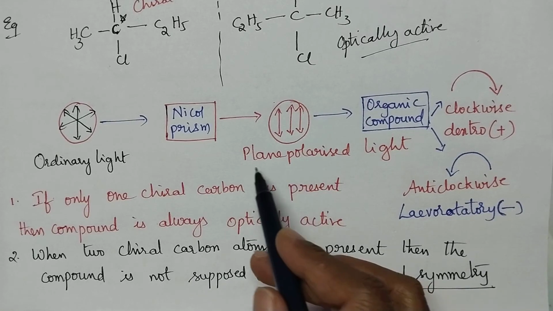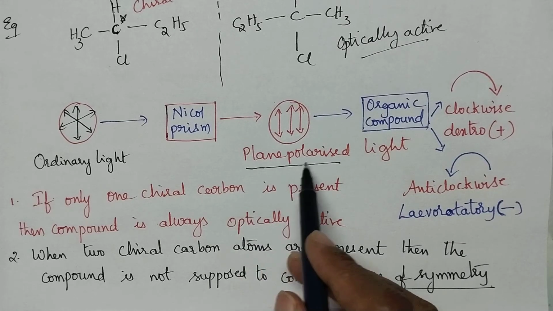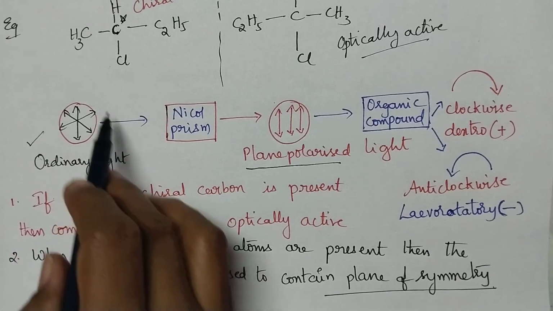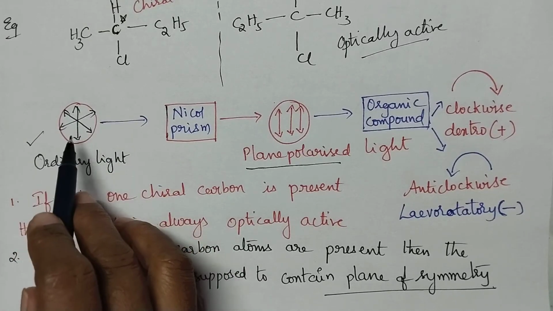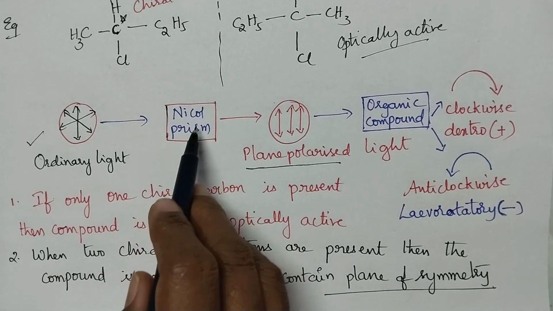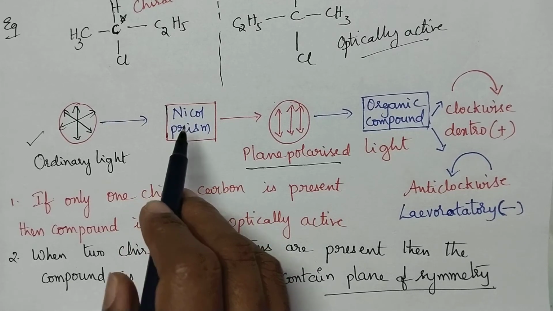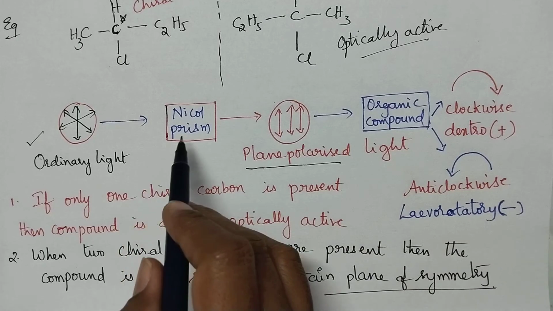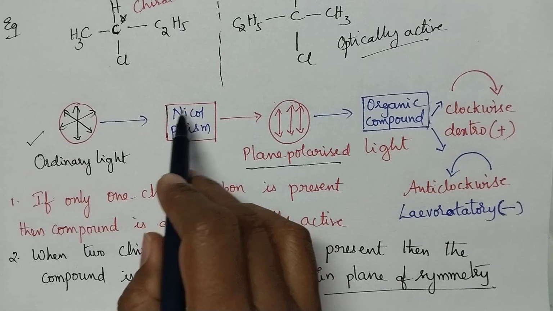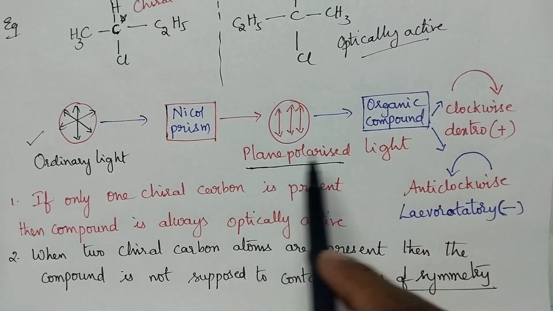For that purpose we have to consider plane polarized light. What do you mean by plane polarized light? Ordinary light has vibrations in all directions. When this ordinary light is passed through the Nicol prism, it absorbs radiations in all directions except in one direction, and that is called plane polarized light.